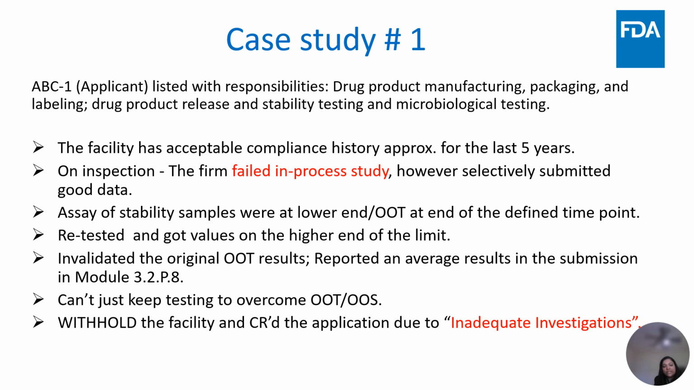Instead, the firm retested a couple of samples and got values on the higher end, because their SOP allows them to do so. The firm can just keep testing until they get acceptable results to overcome out-of-trend or out-of-specification values. The outcome of the inspection was that we cited the facility for inadequate investigations, and we CR'd the application due to failure to thoroughly review unexplained discrepancies, for inadequate investigations per 211.192.